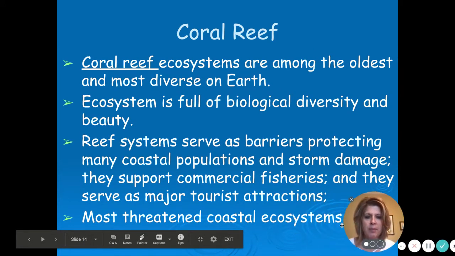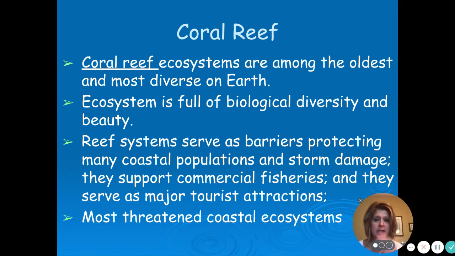Now, another type of ecosystem we're going to be looking at is coral reefs. Coral reefs are the oldest and the most diverse on Earth. This ecosystem is full of biological diversity and beauty, meaning lots of varieties of organisms that live there.